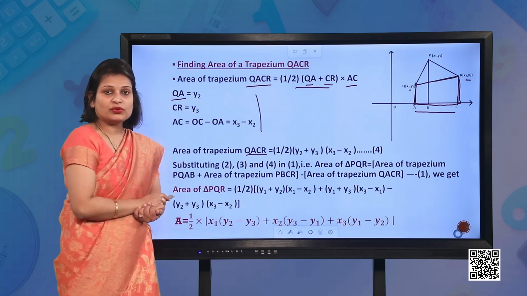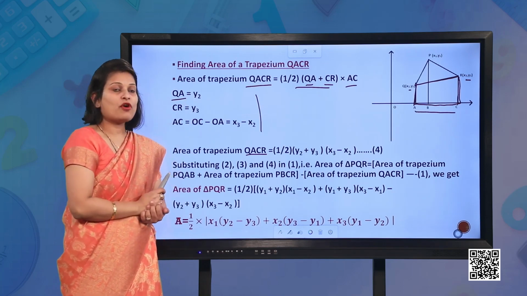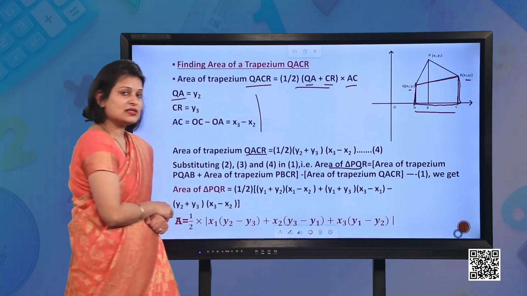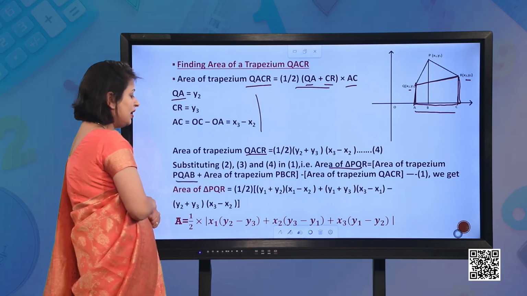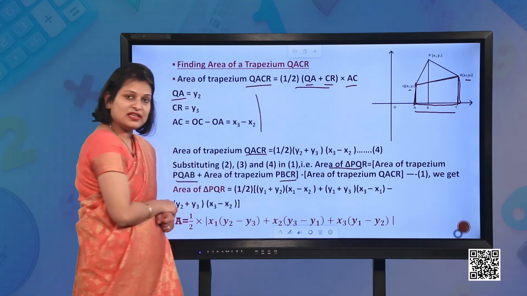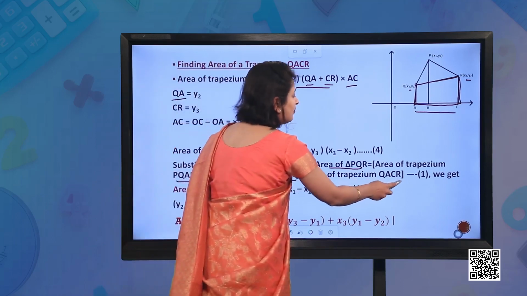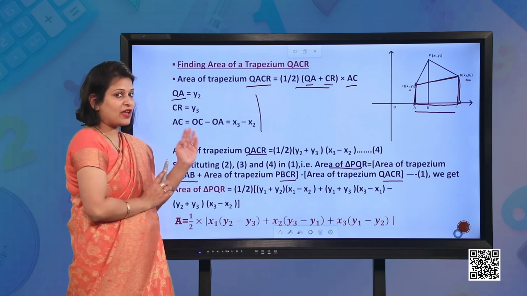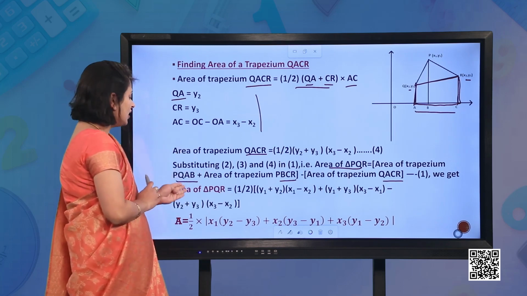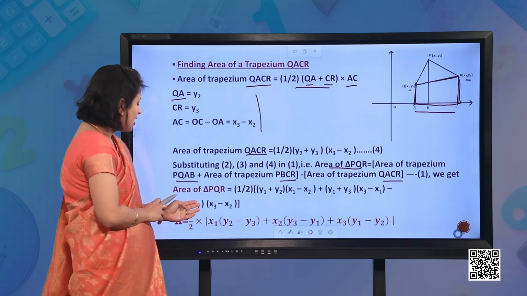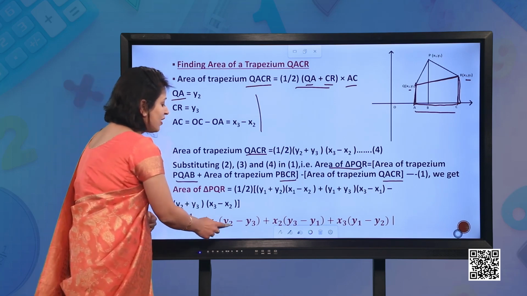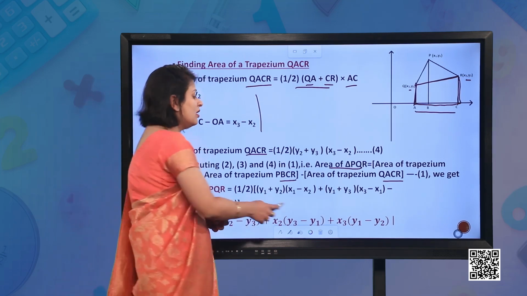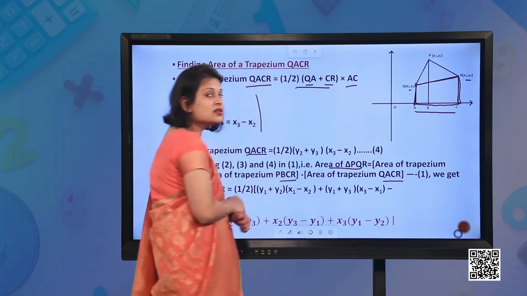Now, you have to substitute the values of area of trapezium in the formula, which I have told you how to find the value of area of triangle PQR. Area of trapezium PQAB plus area of trapezium PBCR minus area of trapezium QACR. Simply substitute these values which you have calculated earlier. You will get the area of triangle PQR as half into X1 (Y2 minus Y3) plus X2 (Y3 minus Y1) plus X3 (Y1 minus Y2).